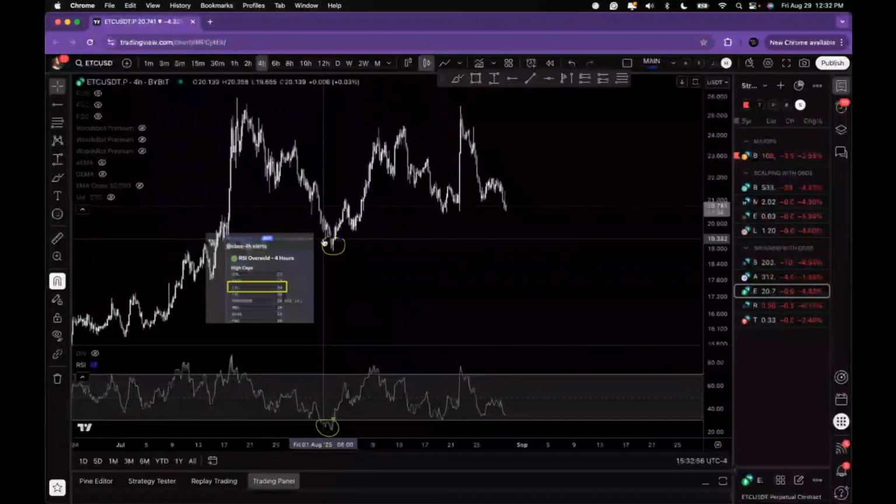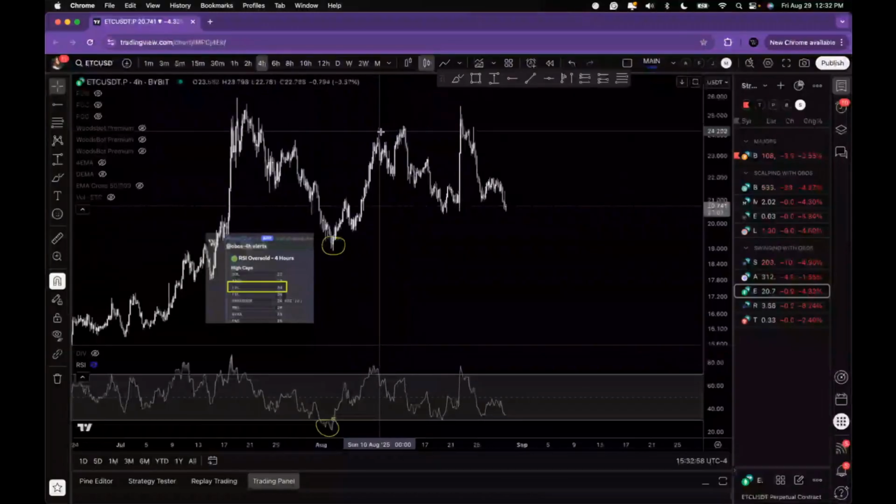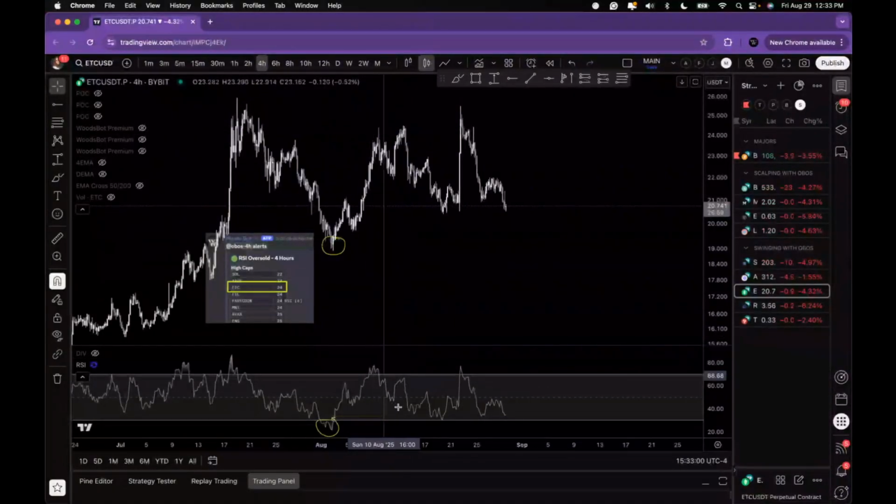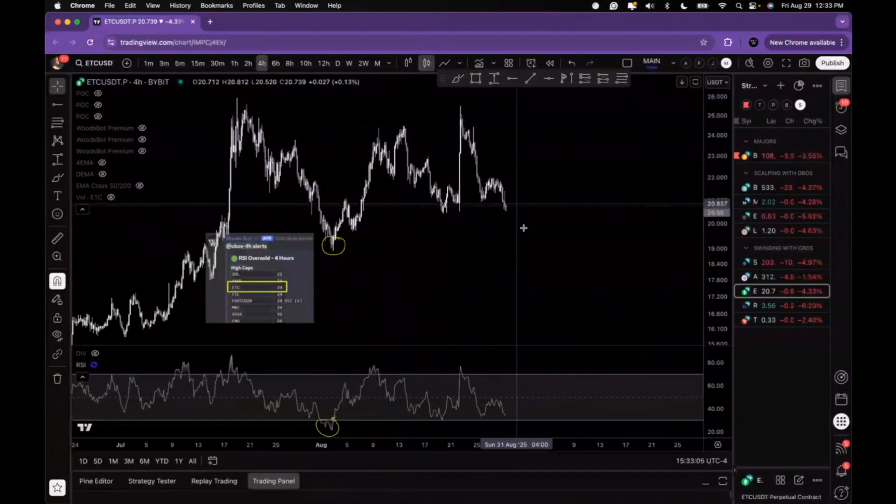And again, ETC, oversold 4 hour. You can see here what happens. We rally all the way until we're overbought. Once we're overbought, it pulls back. Again here, overbought, pullback.